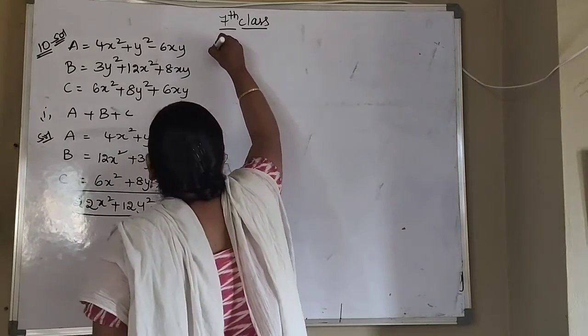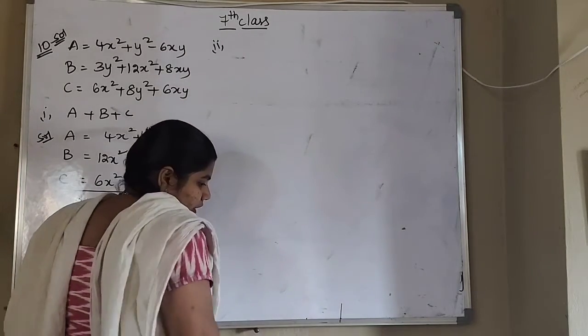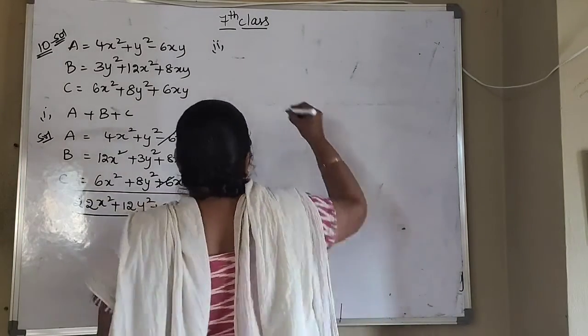So next, the second one in that. What is the second one? A minus B minus C.